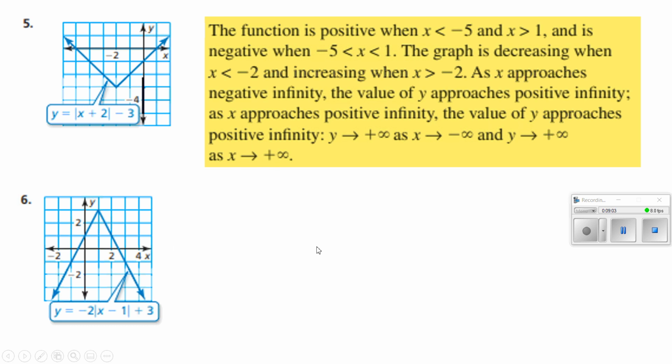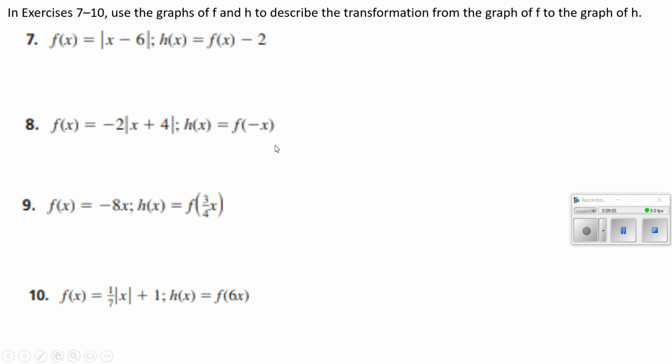All right, number 6 is for you to do. Numbers 7 through 10 say use the graph of f and h to describe the transformation from the graph of f to the graph of h.